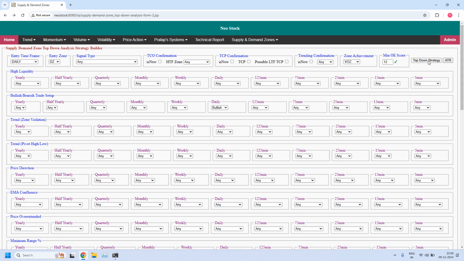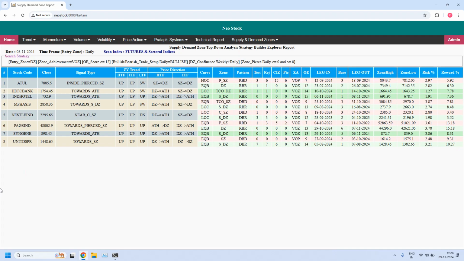With this filter, we got 8 stocks. In all these 8 stocks, the daily demand zone, the entry zone, is part of the weekly zone, that is, overlapped with the weekly zone. That is what zone confluence is, because the daily zone is part of the weekly zone, and also it is a bullish trade setup. Weekly trend is up in all the stocks. If these weekly demand zones have weekly EMA confluence, they are even more high probability setup supported stocks. Already these 8 are high probability.